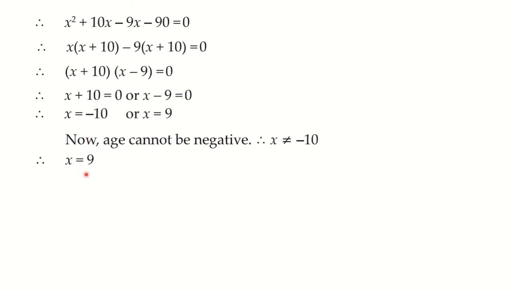And then we need to find out or write down the final answer, which is asked to us, that Pragati's present age. So our final answer should be as a statement in case of word problem. So write down the final answer. Therefore the present age of Pragati is 9 years. Correct. This way you are going to solve the question.